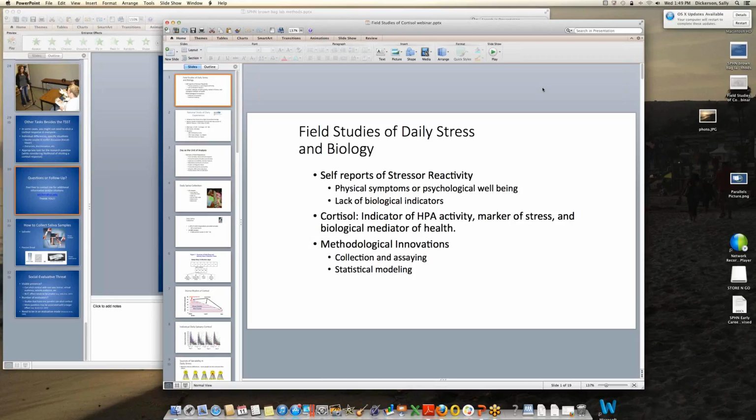So I think an interesting question here, to both of you, is what is your sense of how much the lab and field study findings converge in terms of the types of stressors that elicit a cortisol response?